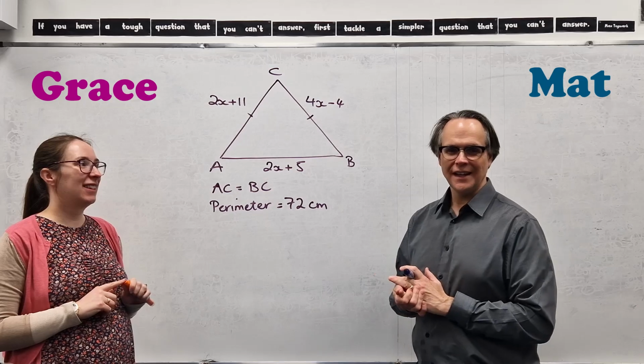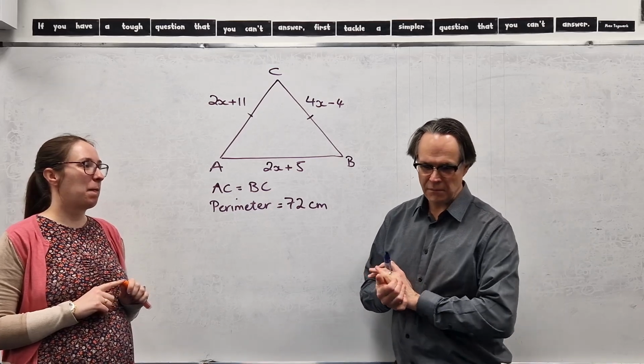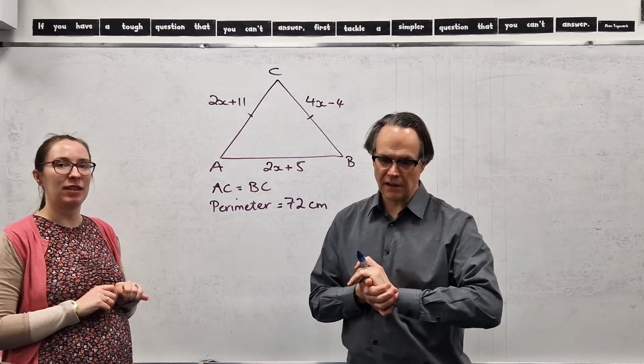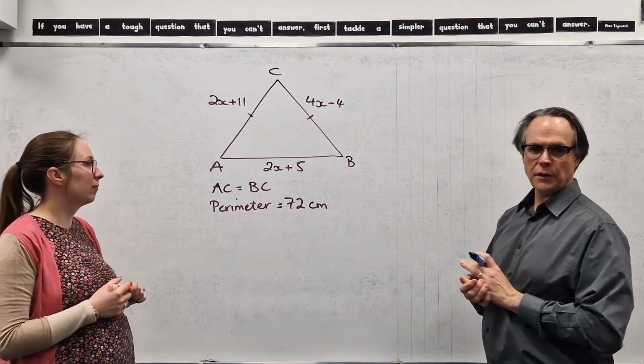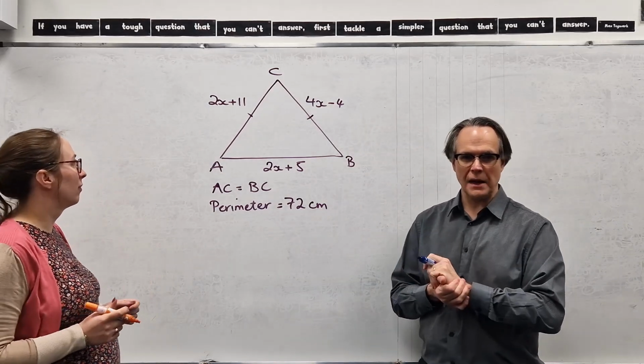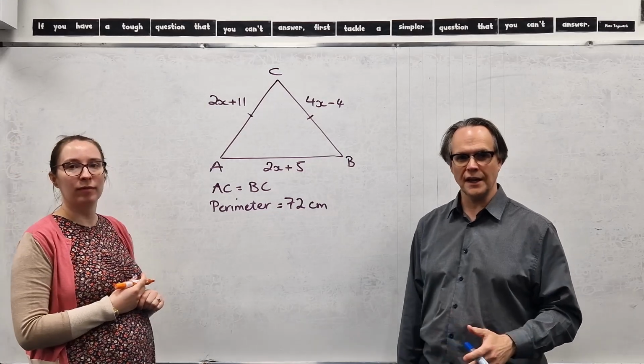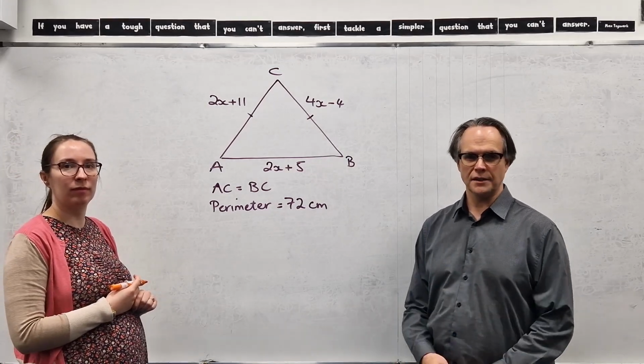And today's question is from November 2024's paper 2, Edexcel Higher, and it's question 7, and it's a question about isosceles triangles with some algebra. We're going to put that on the screen now for you to look at, and then we'll talk about how to do it. Here we go.